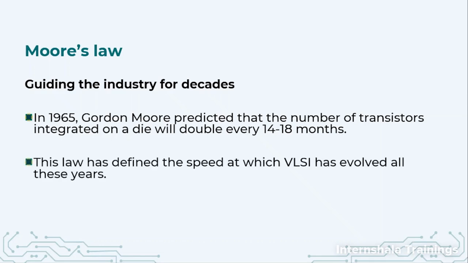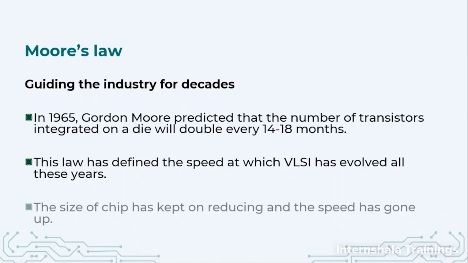This law also defined the speed at which VLSI will evolve and has evolved throughout these years. It said that chip size will keep going down and the speed of the circuits will keep going up. We are going to produce compact and faster chips every year.